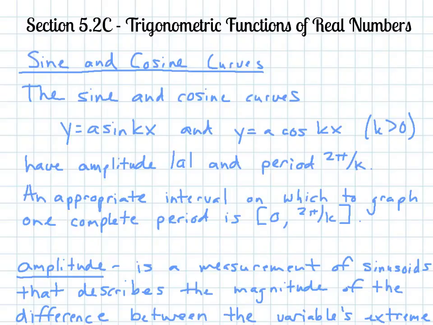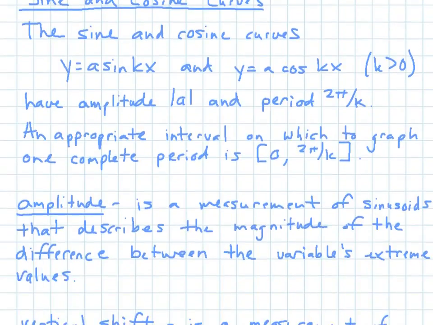So the amplitude is the absolute value of our a value. So if it's negative, it's just the absolute value. Let's go straight to there first so I can explain that. Amplitude is the measurement of sinusoids that describes the magnitude of the difference between the variable's extreme values.